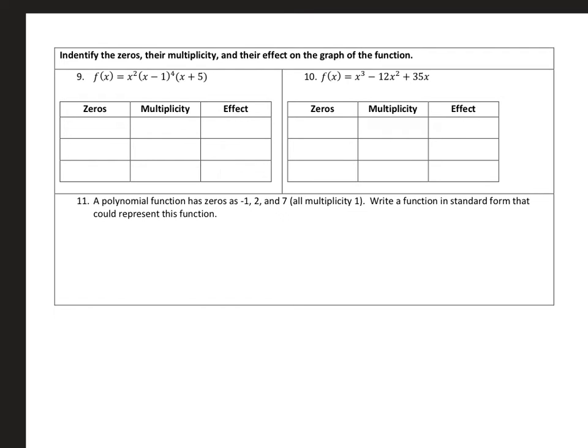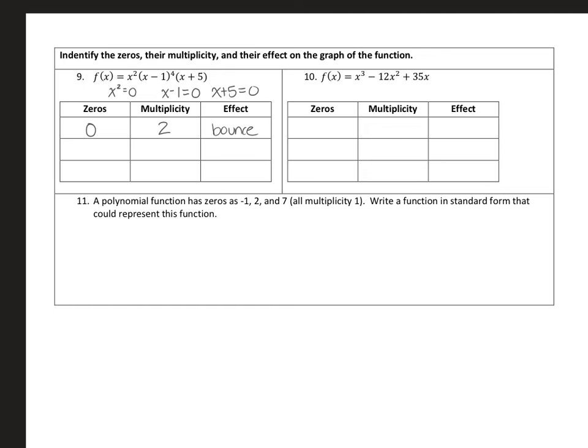Okay, next section: identify the zeros, their multiplicity, and the effect on the graph of the function. So number 9 here, we have x squared times x minus 1 to the 4th times x plus 5. To find your zeros, you set each factor equal to 0. So x squared equals 0, x minus 1 equals 0, and then x plus 5 equals 0. With x squared equals 0, that's really two x's that are equal to 0, so your zero is at 0, multiplicity of 2, and the effect is that it will bounce.